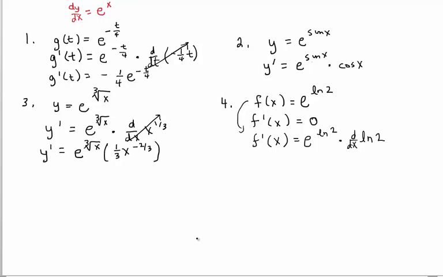Well, if you didn't notice that this was just a constant, I'm hoping you notice right now that this is a constant. Natural log of 2 is just a weird number. The derivative of a weird number, any constant, is 0. So if this is 0, then by default, the whole derivative is 0. Okay, move along. Number 5.